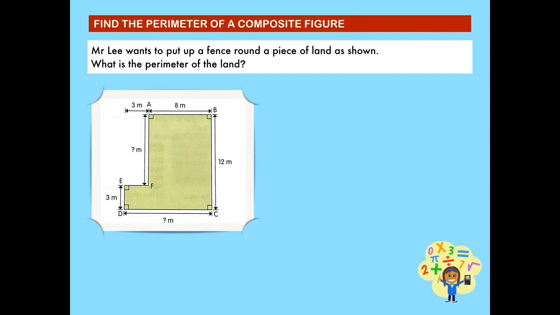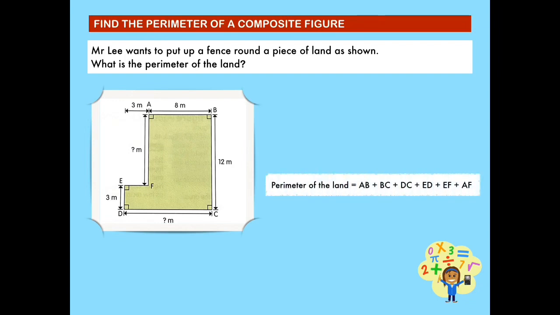Mr. Lee wants to put up a fence round a piece of land as shown. What is the perimeter of the land? To find the perimeter of the land, we add all the sides of the given figure. What important information can help us answer the problem? Let's look at the given figure. We know that line AB is 8 meters, line BC is 12 meters, line DC is something that we don't know, line ED is 3 meters, line EF is 3 meters, and line AF is also something that we need to know.